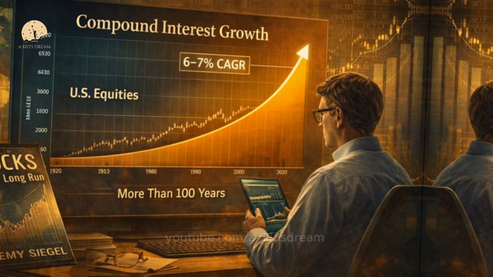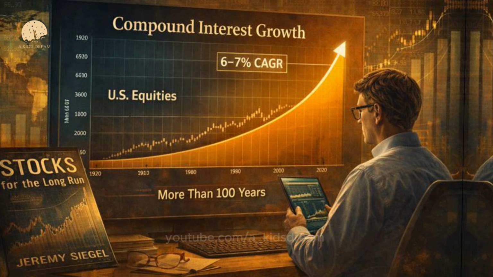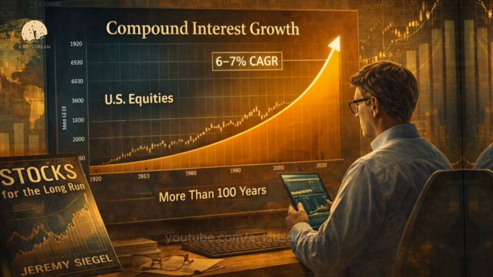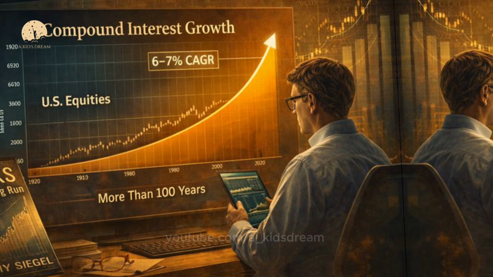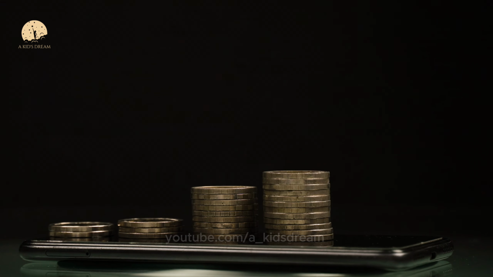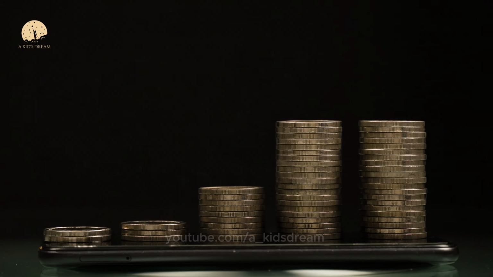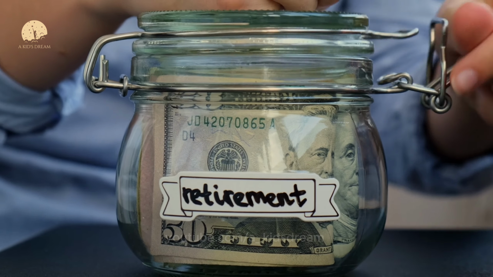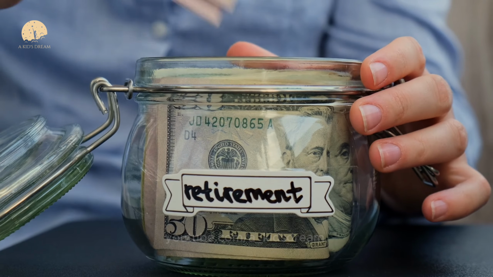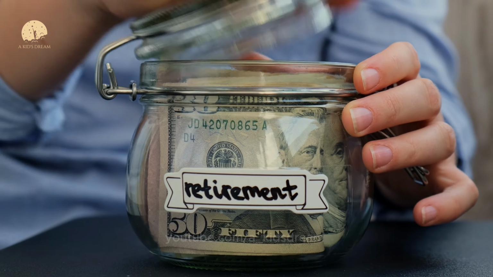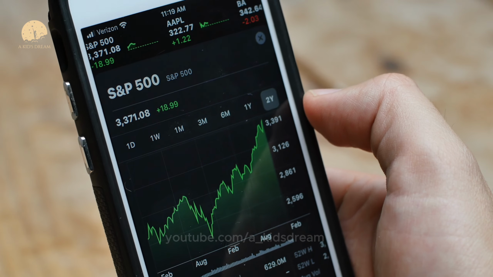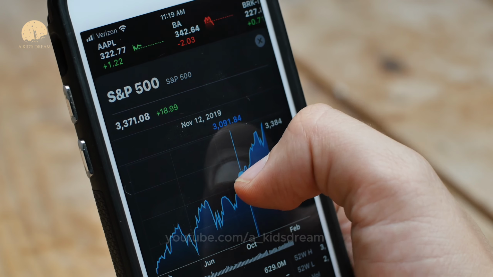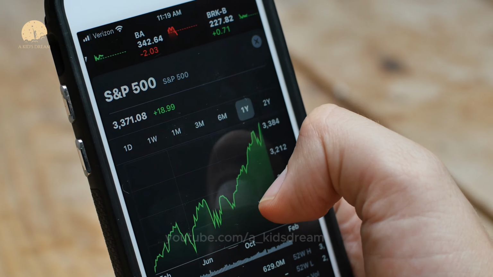Notably, Jeremy Siegel's research in Stocks for the Long Run demonstrates that U.S. equities have delivered real returns of approximately 6 to 7% per year for more than a century. In this context, compound growth is not merely a mathematical concept, it is the core of the accumulation stage. Data from Vanguard's How America Saves 2025 report, based on more than 5 million retirement accounts, shows that automatic contributions combined with consistent long-term investing significantly increase total asset growth, even among moderate-income households.